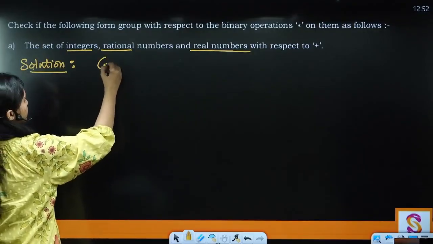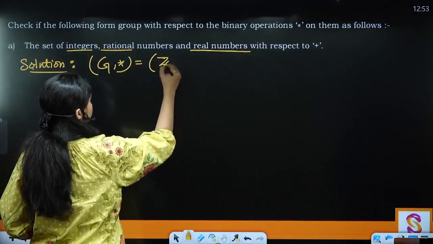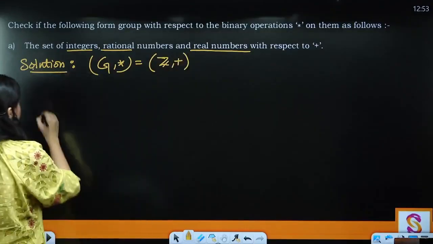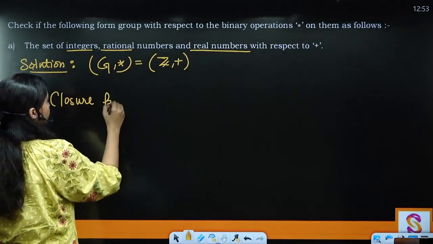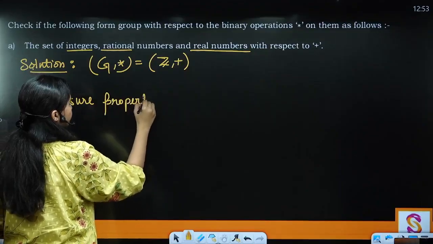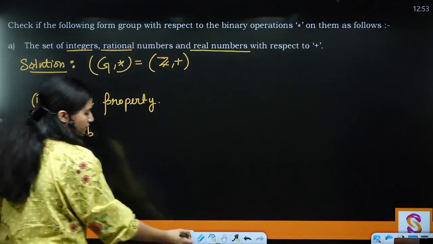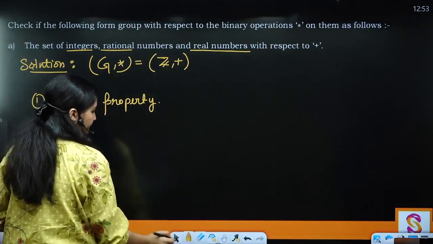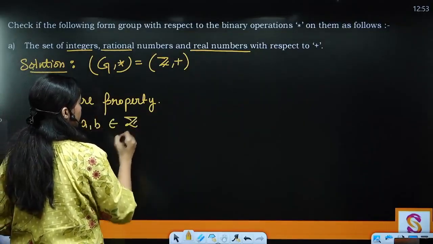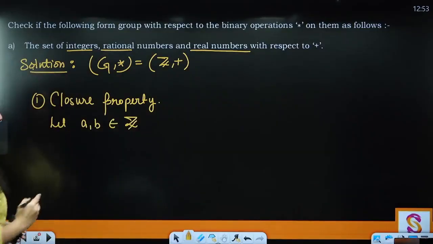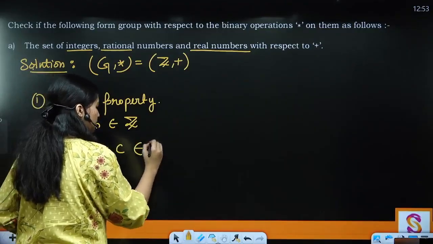Now first let's check, let G star be the set of integers with addition. First is your closure property. Let A, B belong to integers, so both of them are going to be integers. Now A plus B equals C, which belongs to Z.